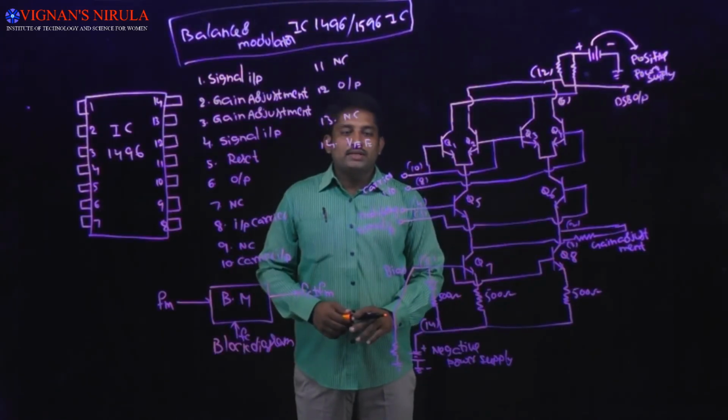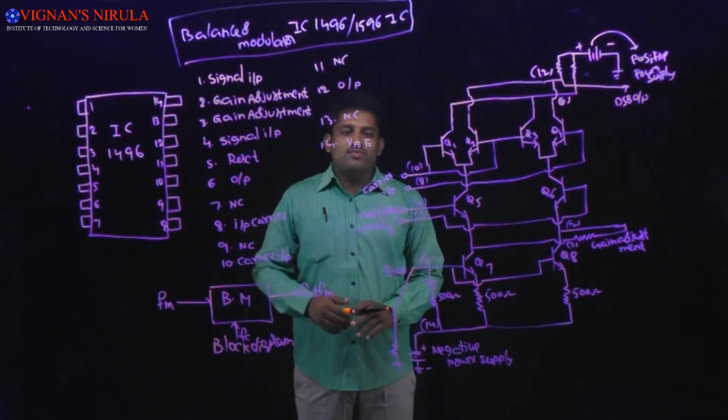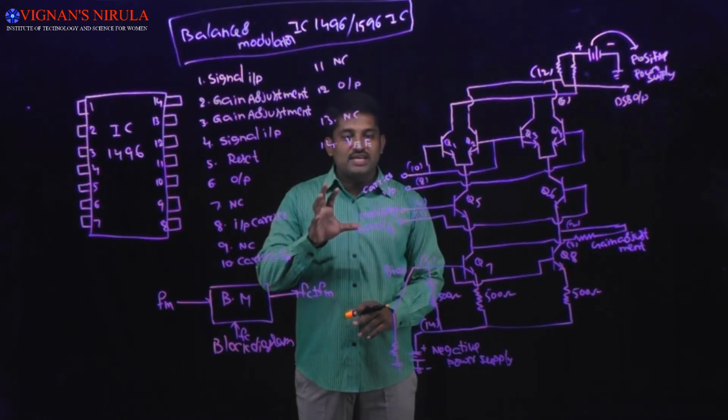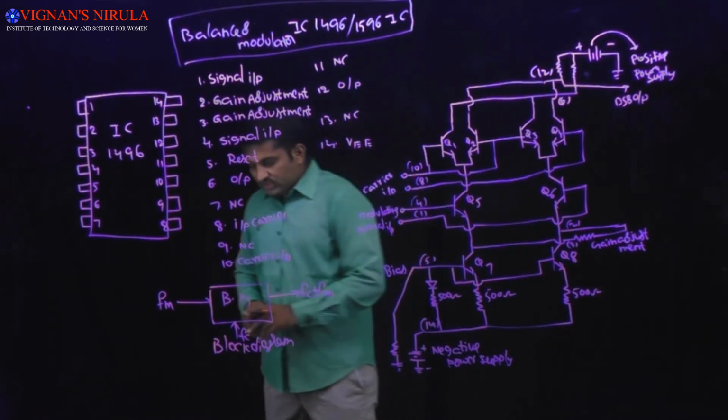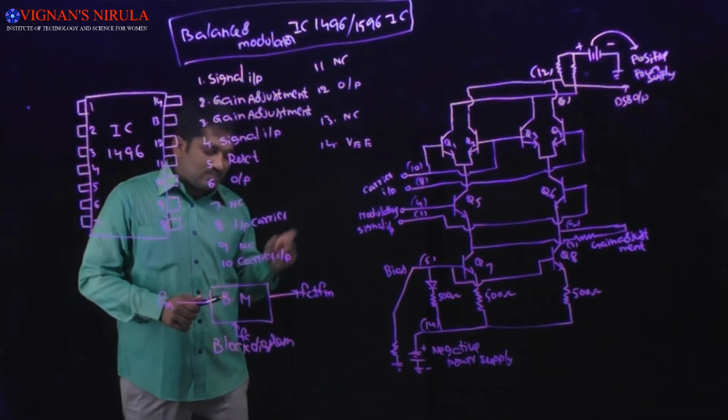Balanced modulator. In the IC version, the IC numbers 1496 and 1596 are used as balanced modulator ICs. And first I am going to explain the basic principle behind the balanced modulator.